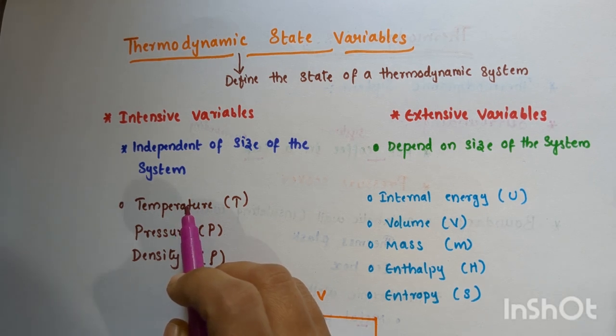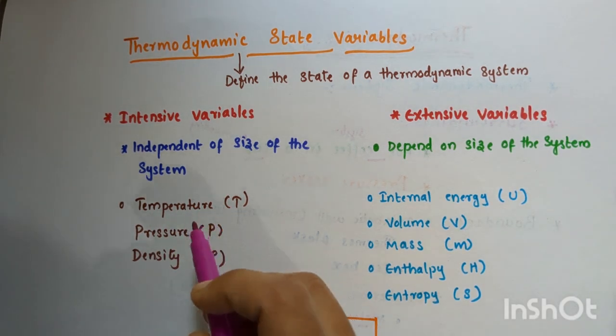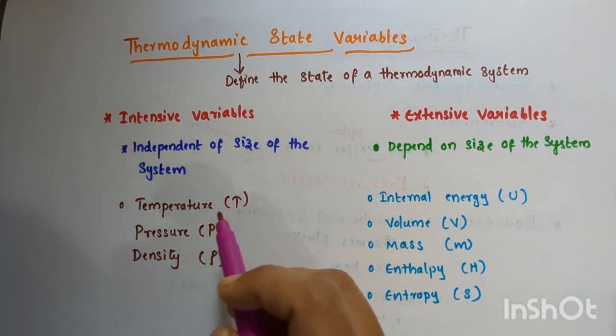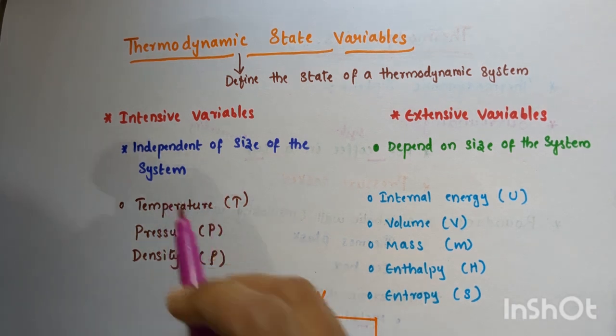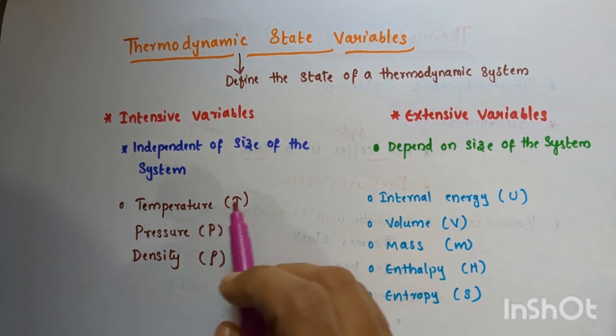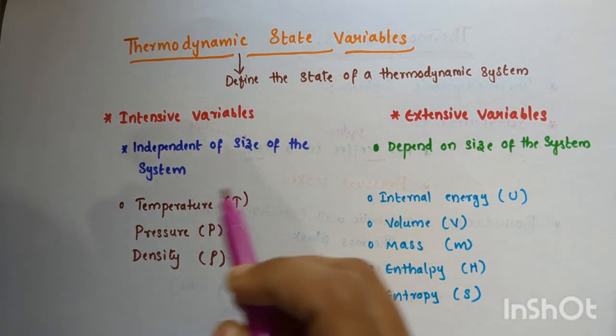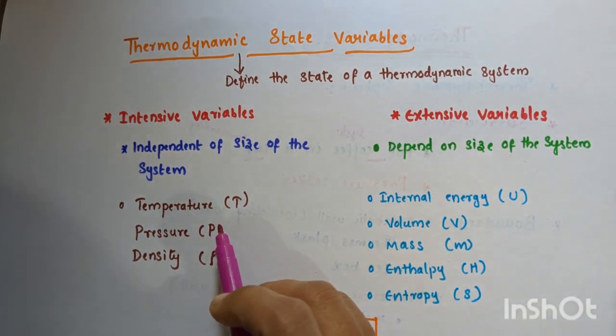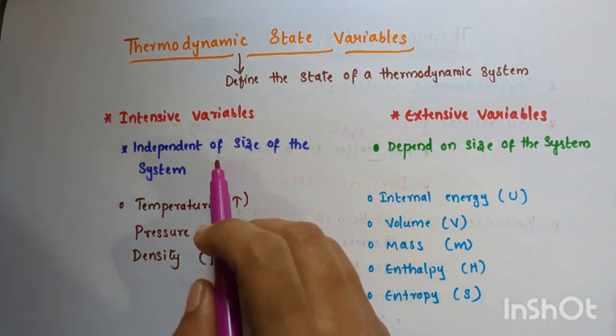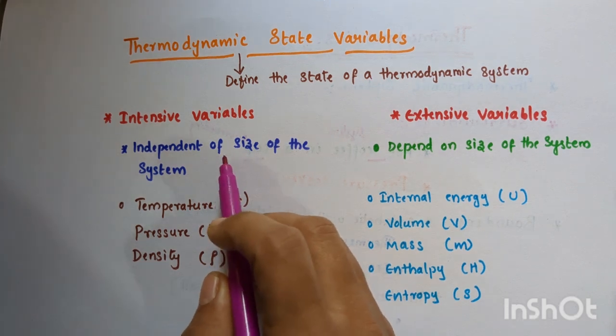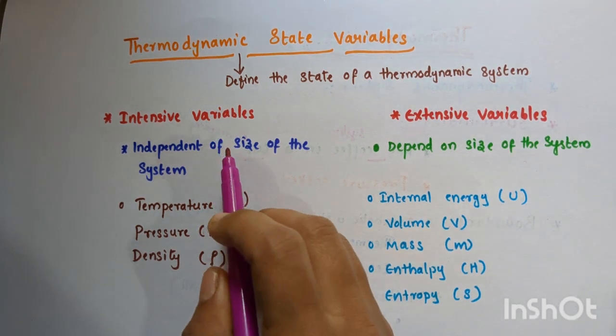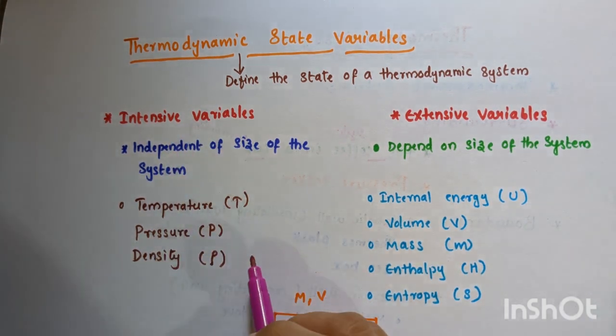So, temperature does not depend on the size of the system, so it is an intensive variable. Similarly, if a system is divided into smaller parts, each part will have the same temperature as the whole system. That is, splitting a container of gas into two halves does not change the temperature of either half. So, temperature is independent of the size or mass of the system, and it is an example of an intensive thermodynamic state variable.